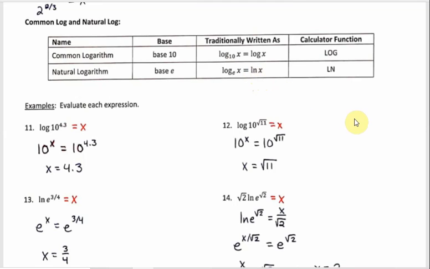And these do have calculator keys. The calculator key that just says log, that's base 10. The one that says ln, that's the natural log, so that's base e. And then these examples have the base 10 and then the base e.